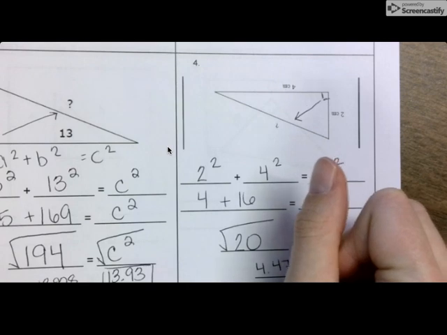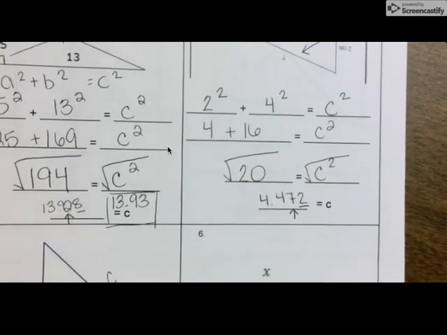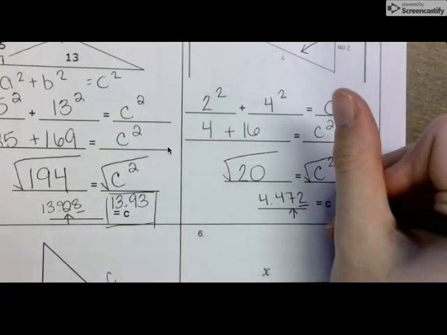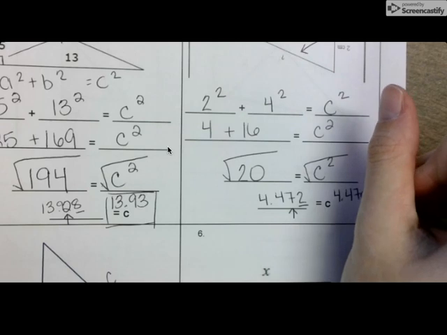4.472. Does the 2 make the 7 round up, or does the 2 keep the 7 the same? Keep the 7 the same. Good. And this would be C.